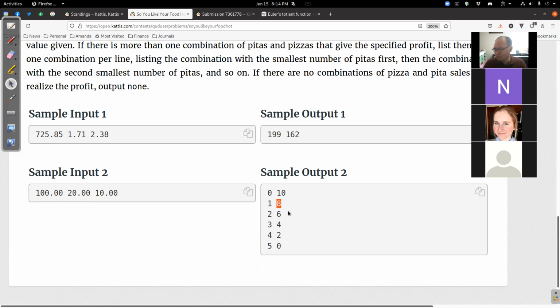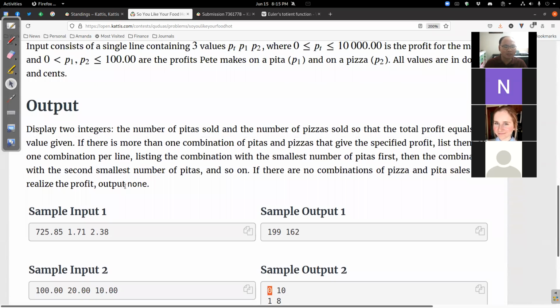When there are multiple solutions, you're supposed to print all of them, starting with the one that has the fewest of the first type, and then list all of them. Also, there's a chance that there's no possible way of making the total, no matter how much you sell of each one, then you say none.